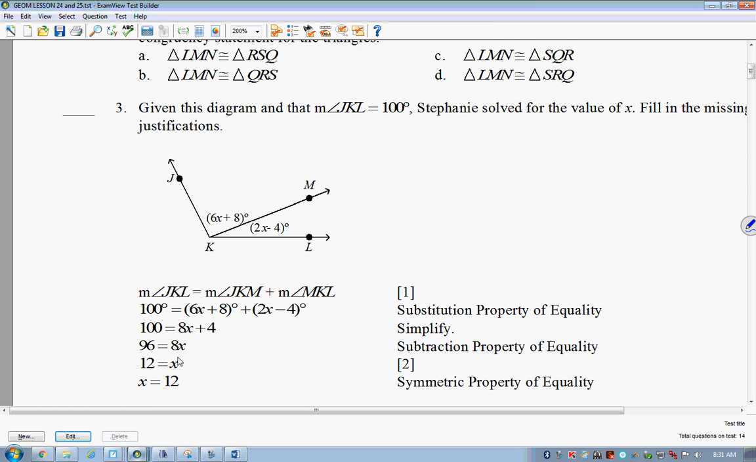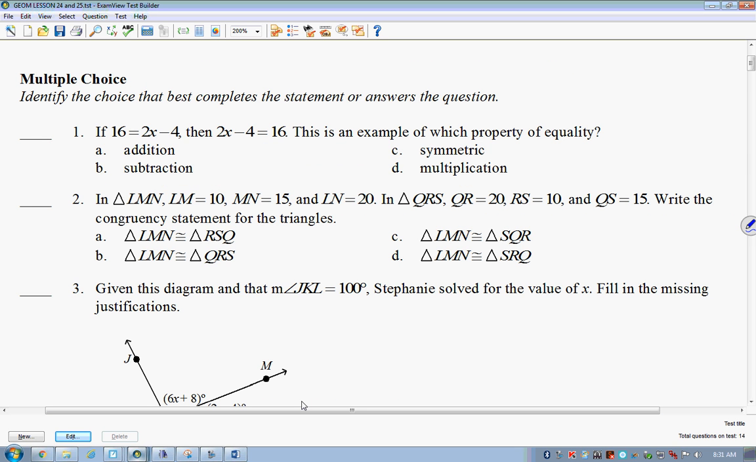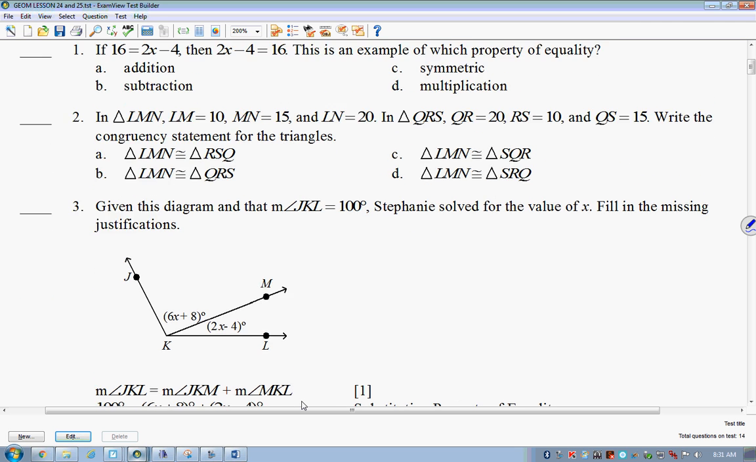All right, let's see if we can find some questions in here. Okay, yeah, let's start with number 1. 16x equals 2x minus 4, then 2x minus 4 equals 16. This goes back to that chart that you had on the first slide. What property is being used there? Go ahead. C, symmetric property, right? All we did was flip it. Okay, good.